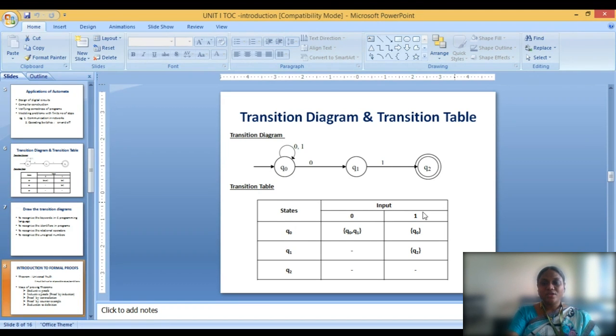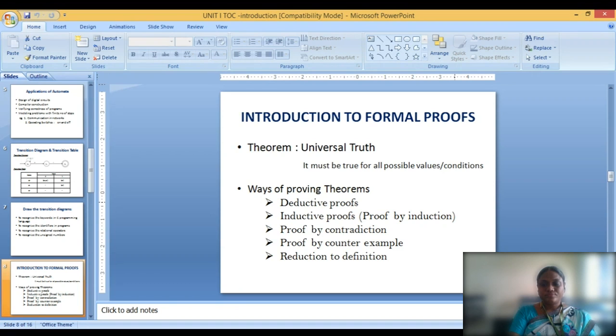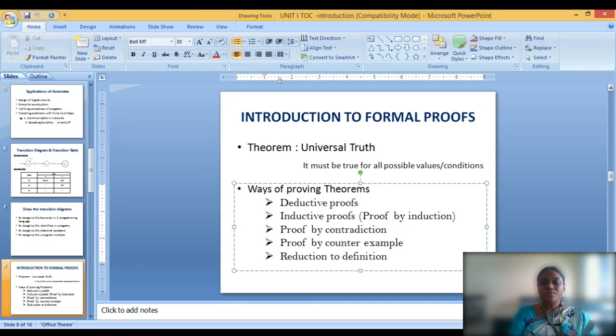And next we have introduction to formal proofs. We have many proofs, like universal truth. Universal truth must be true for all possible values or conditions, and we can prove this universal truth by deductive proof, inductive proof, proof by contradiction, proof by counterexample, etc. So we can discuss one by one.